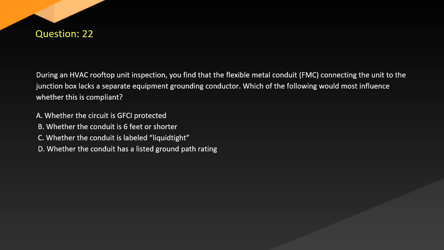Question 22. During an HVAC rooftop unit inspection, you find that the flexible metal conduit (FMC) connecting the unit to the junction box lacks a separate equipment grounding conductor. Which of the following would most influence whether this is compliant? A. Whether the circuit is GFCI protected. B. Whether the conduit is 6 feet or shorter. C. Whether the conduit is labeled liquidtight type. D. Whether the conduit has a listed ground path rating.